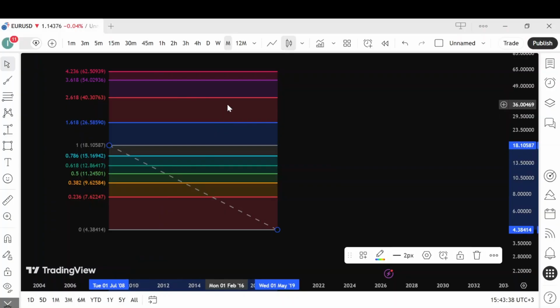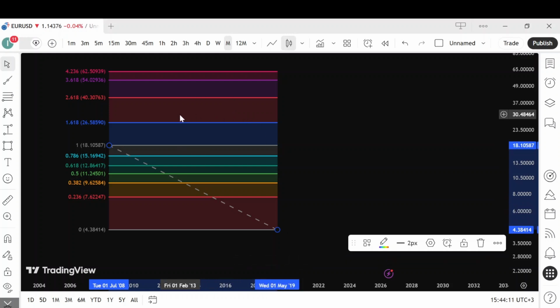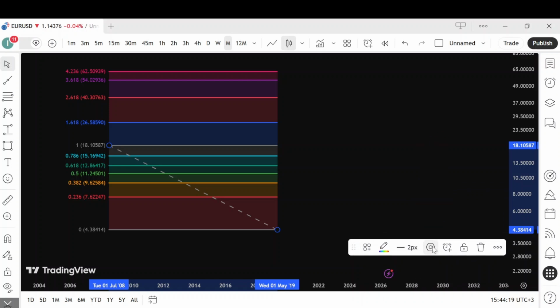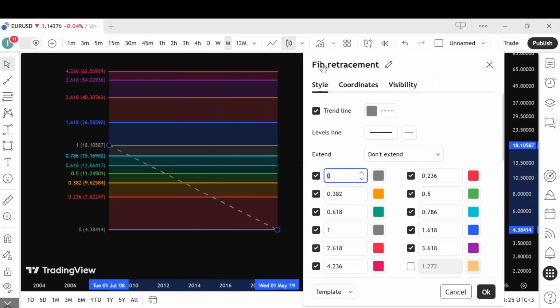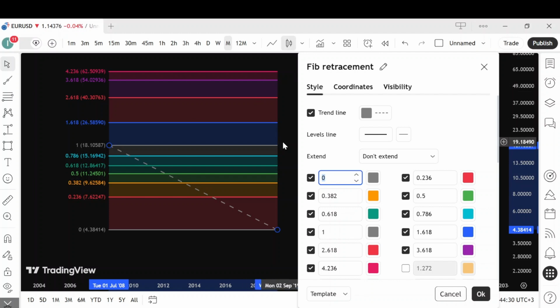Now, let's make it more clean and effective to use. So you click on the Fibonacci and then the menu bar will pop up. When this menu bar shows up, click on the settings here. It is going to bring you different options. The first thing, we want to remove this trend line. Then you go ahead and uncheck it. The trend line has disappeared.